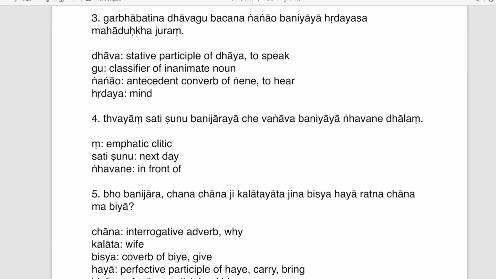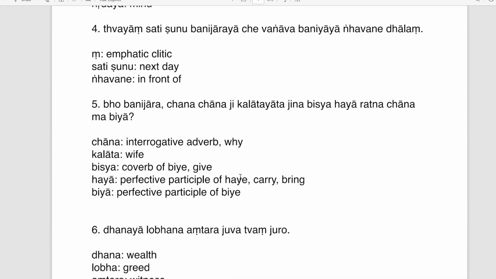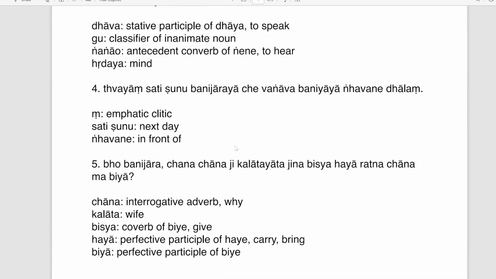So the sadikunu, banijaraya che wangawa baniyaya bhavane dhala. So every time we just come to the first verb. Having gone to the house of the Banijara, the merchant, the next day of that, he spoke before the merchant, in front of the merchant. And then we have the content of his speech, which is a little bit complex, and we will read it tomorrow.